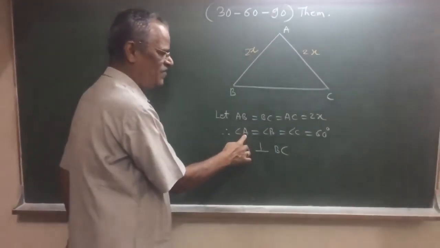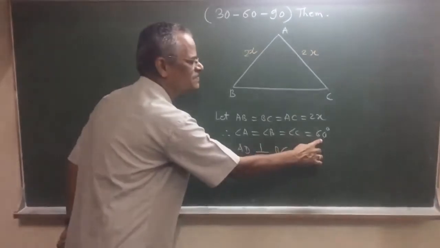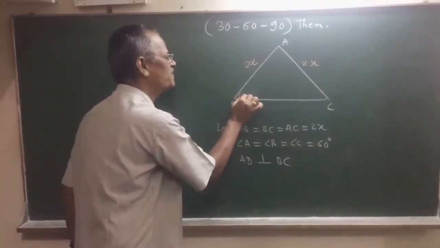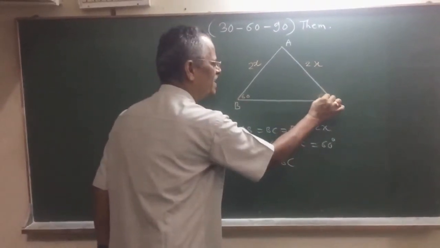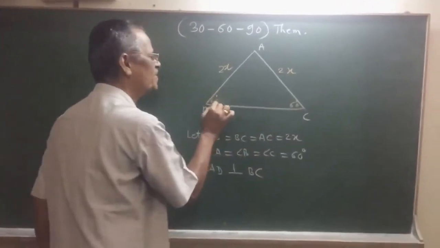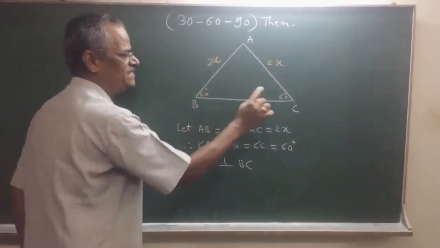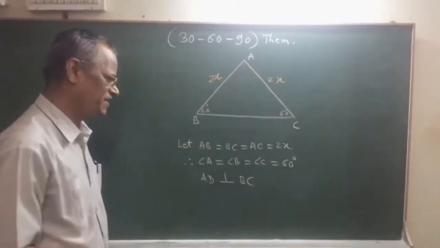So what is the value of each angle? It must be 60. You know this property of an equilateral triangle. So what is the measure of each angle there? 60, 60, remaining also 60.